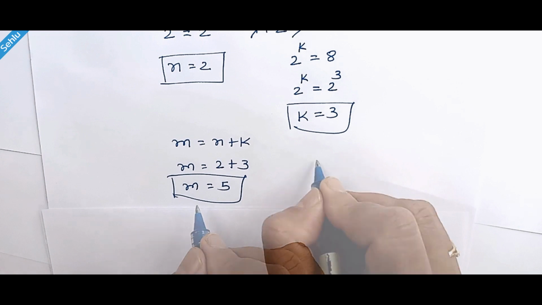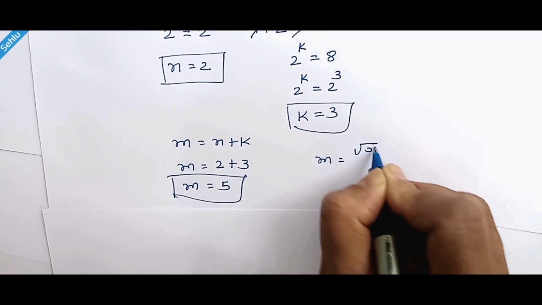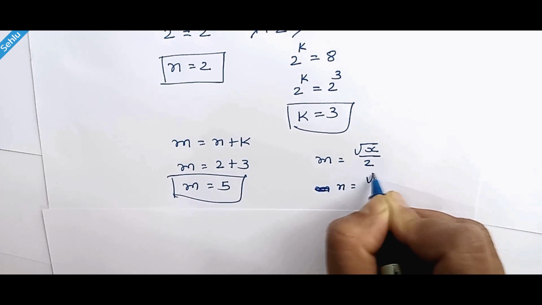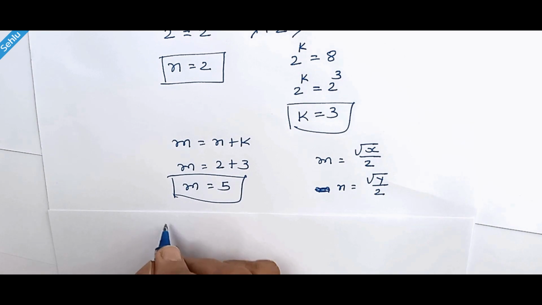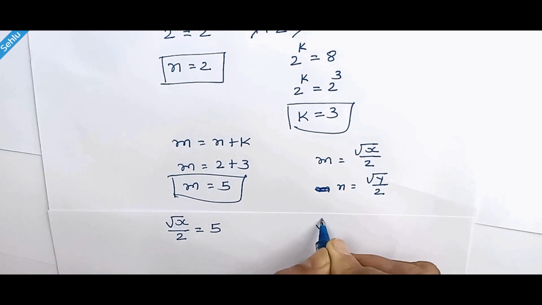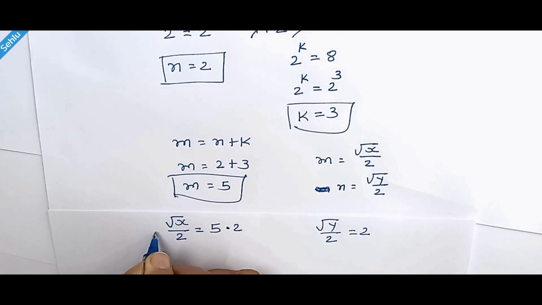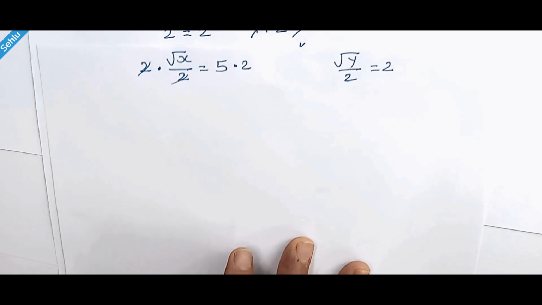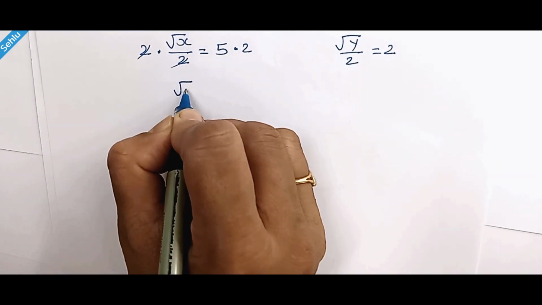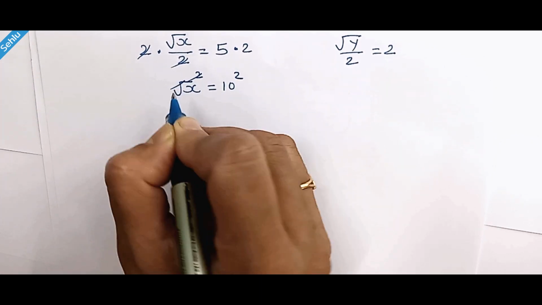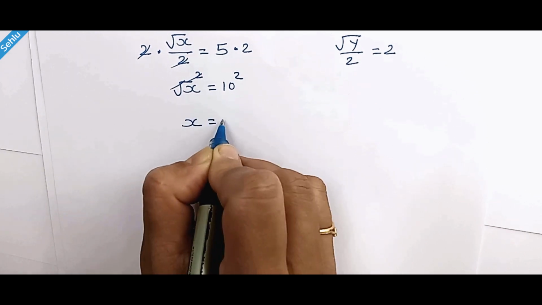Now let's recall that m was taken for square root of x over 2 and n was taken for square root of y over 2. So we have square root of x over 2 is equal to 5 and square root of y over 2 is equal to 2. Multiply both sides by 2, so these 2s cancel out. So we have square root of x is equal to 10. If we square both sides, the square and square root cancel out. So we have x is equal to 100.